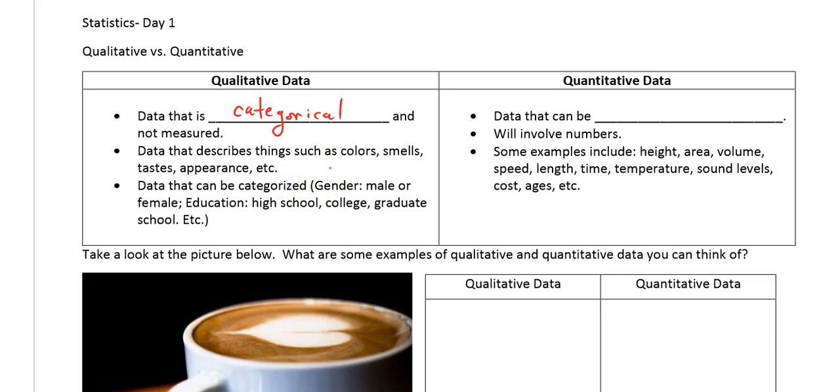So whether it's a gender, your education level, how old you are. Over here, so like in terms of freshman, sophomore type things. Quantitative data is data that can be measured. It will involve numbers. So height, area, volume, speed, anything you could find the average of.